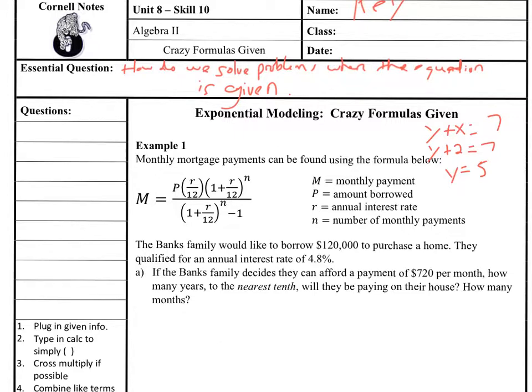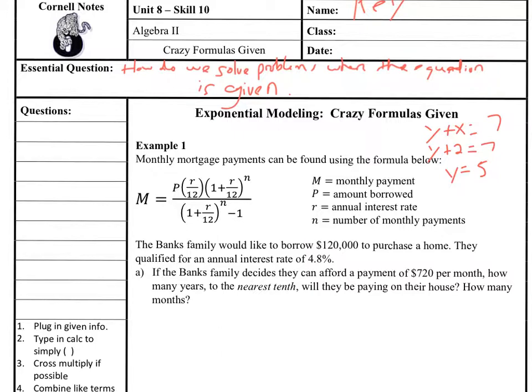All right. Monthly mortgage payments can be found using the formula below, and it looks like fun. There it is. M is the monthly payment, P is the amount, R is the rate, N is the number of payments. So we have the Banks family. Kind of funny that they're called the Banks family, but whatever. The Banks family would like to borrow $120,000 to purchase a home. They are qualified for an interest rate of 4.8%.